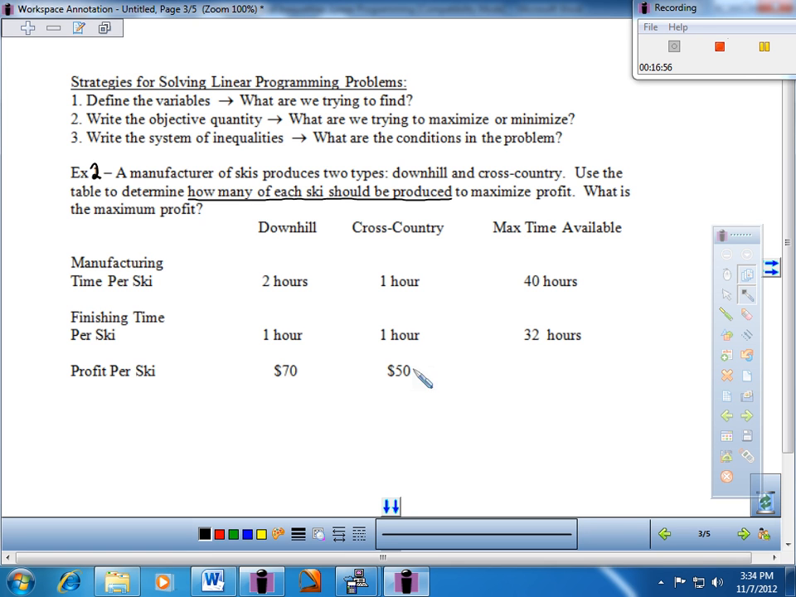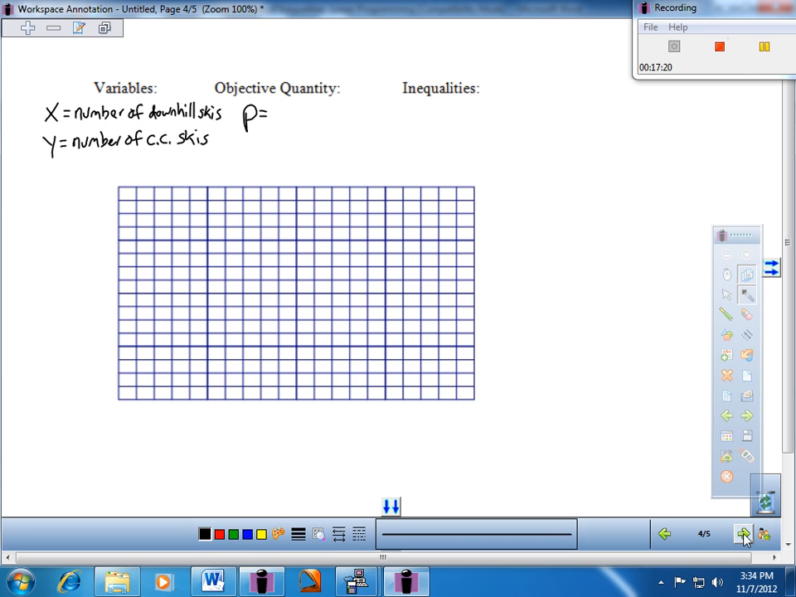And we also get $50 of profit for each cross-country ski. So I think it benefits us to take that $50 and multiply it by the number of cross-country skis produced. Because we've defined our variables, I think we have both those pieces taken care of. So I think we saw a 70 times the number of downhill skis produced, and then a 50 times the number of cross-country skis produced. And so I'm seeing that as our objective quantity. Okay, and that's looking pretty good so far. That's your second step. Now the third step is to talk about the restrictions at hand.